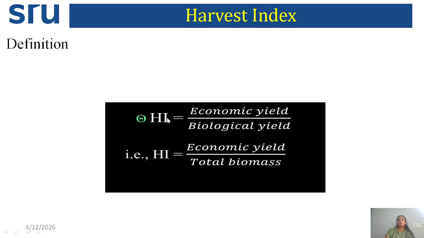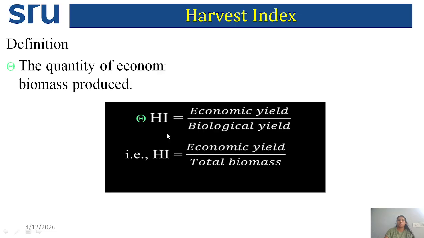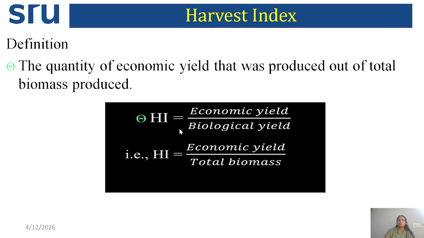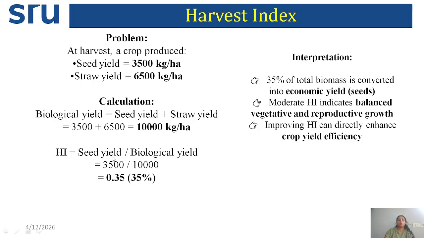So how will we measure this harvest index? Economic yield divided by biological yield will give you the harvest index value. Usually we can measure harvest index as a ratio in decimal. Otherwise, we can multiply the harvest index by 100 and keep it as a percentage. So one problem is there: seed yield is 3500 kg per hectare, straw yield is 6500 kg per hectare.